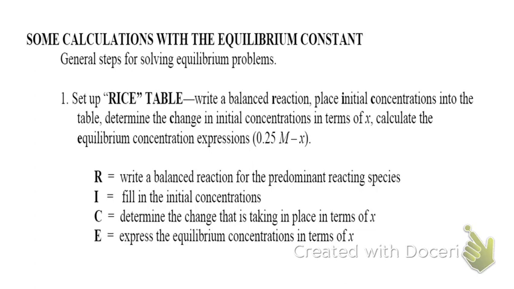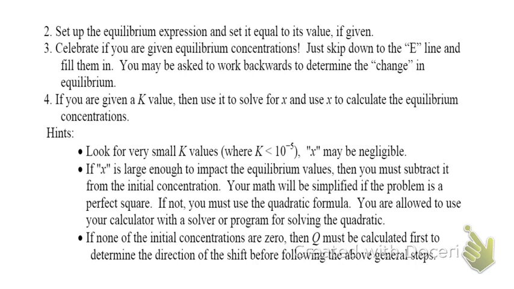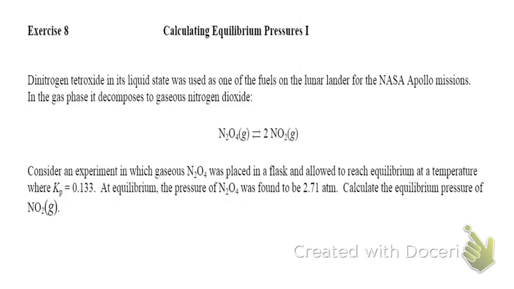The best way to do it is just to show you. There are all the instructions, but the best thing is to show you. In this first one, we don't actually need a RICE table. It's showing you how you could calculate it if you know that. It tells you Kp is 0.133, and the pressure was found to be 2.71, and it says calculate the equilibrium pressure of the NO2.